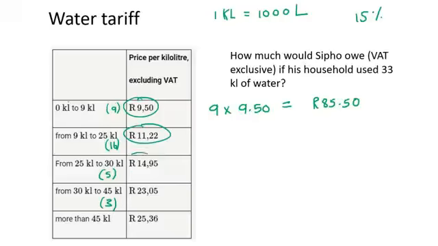Then it gets more expensive, more expensive, more expensive, and more expensive. The reason is that the government or the municipalities, they're trying to stop you from wasting water. So when you use less water, only here, then they charge you a smaller amount. But as you start using larger amounts of water, then they start increasing the price. Because when you're going into the 25 to 30 area, they're going to charge you more. And then you see how it's just increasing.